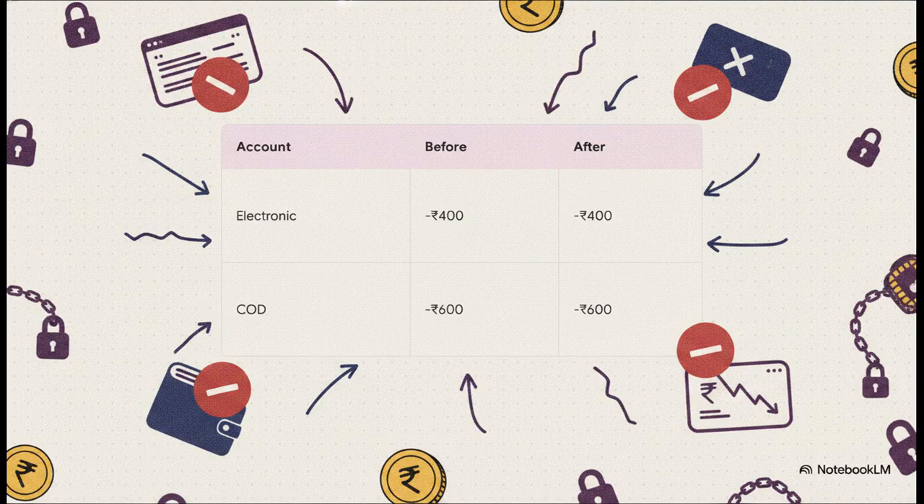Notice how in this starting scenario, both accounts are actually in the red. Your electronic account is at negative 400 rupees and your COD account is at negative 600 rupees. Because both accounts are operating at a negative balance, Amazon leaves them exactly as they are. There's literally no positive money to pull from anywhere, so the final balances remain exactly the same. No offset is performed whatsoever.